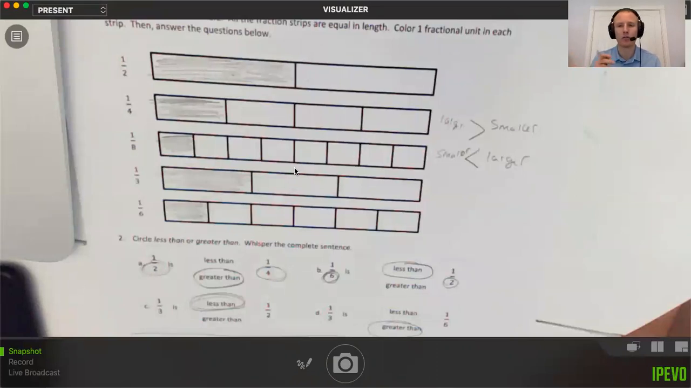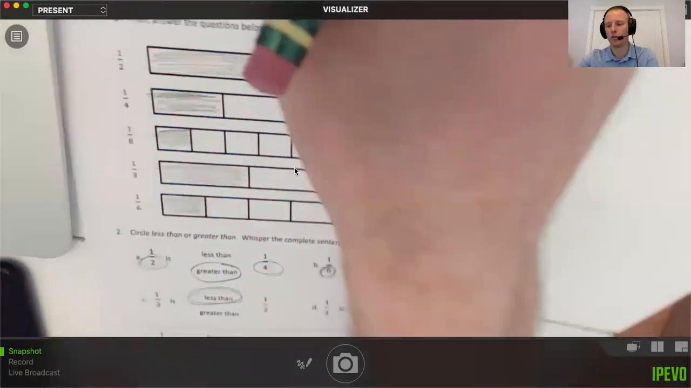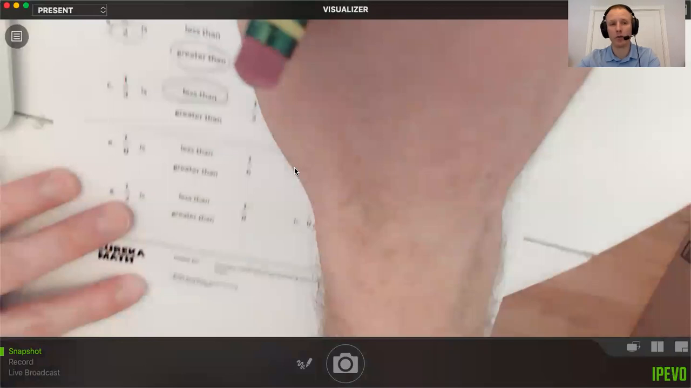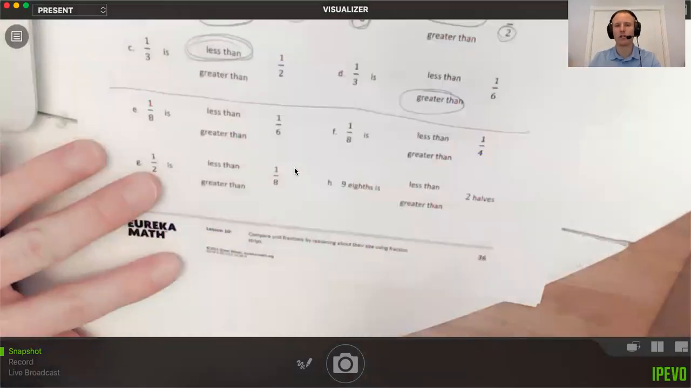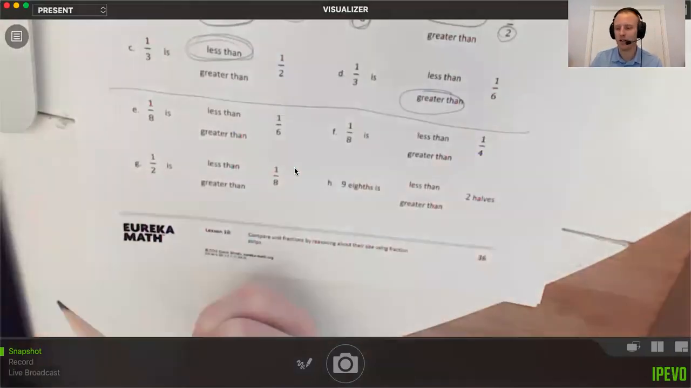Let me say that one more time. The smaller the denominator, the bigger the fraction, the closer it is to 1. It's when we're working with unit fractions. That's an important part of that sentence there.